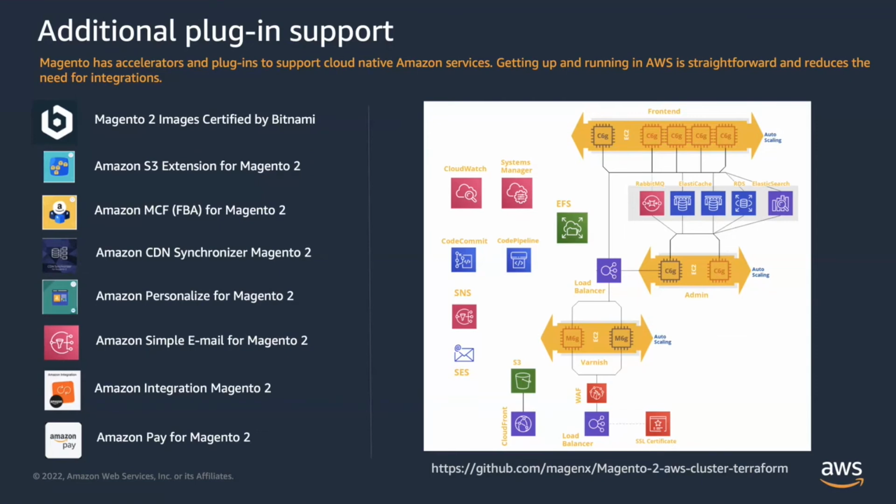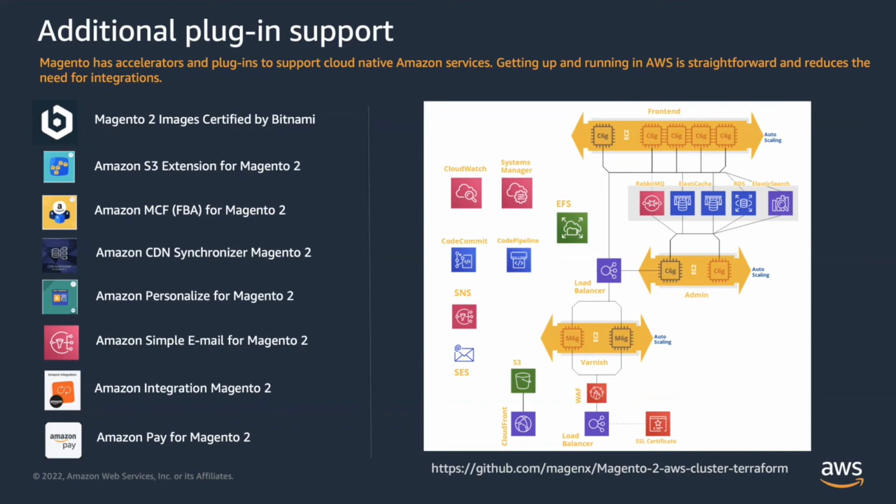Right, so this is not exactly related to deployment options. It's more of the extension. For example, Magento has accelerators and plugins to support cloud native Amazon services. Because we know that Magento has very different modular offerings, whether it comes to payment or cart, a lot of the AWS capabilities can be integrated with Magento through freely available plugins.